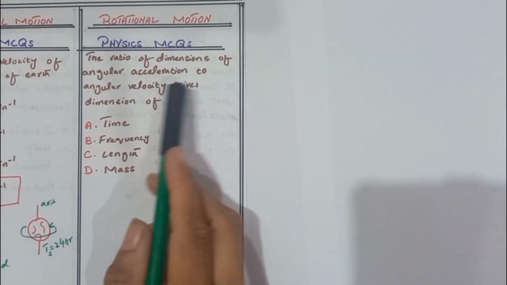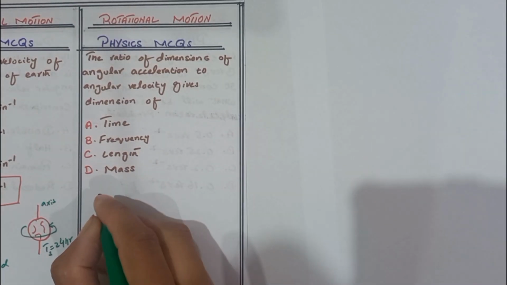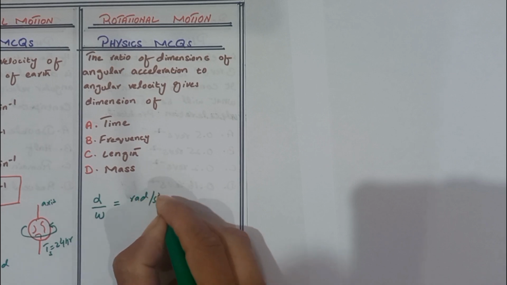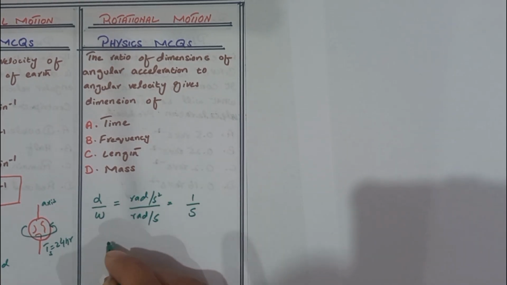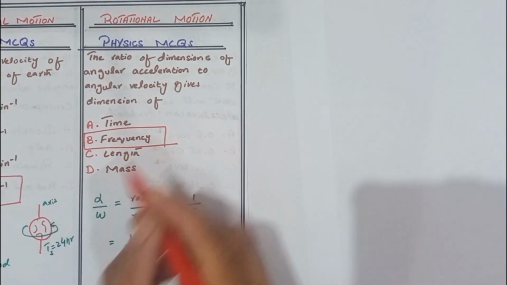Now we calculate the ratio of the dimension of angular acceleration to angular velocity, given options: time, frequency, length and mass. We know that for the ratio of angular acceleration to angular velocity, the unit of angular acceleration is radian per second square, and the unit of angular velocity is radian per second. So we can write it as 1 over second, and 1 over second is equal to hertz, that is the unit of frequency. So option B is correct, that is frequency.